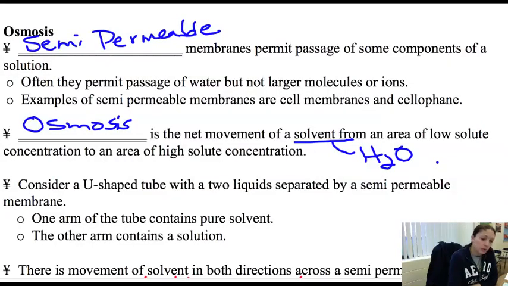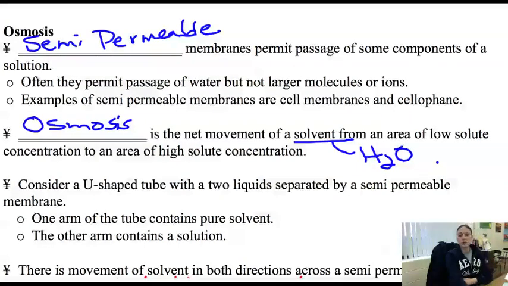All right, last one we're going to look at here is osmotic pressure. Okay, osmosis is a semi-permeable membrane that permits passage of some components of a solution. They often permit passage of water, but not larger molecules or ions. These are like cell membranes or cellophane. They let some things through, but not everything through. Okay, osmosis then is the net movement of my solvent, usually for us that's water, from an area of low solute concentration to high solute concentration. It's trying to balance out these solute concentrations.